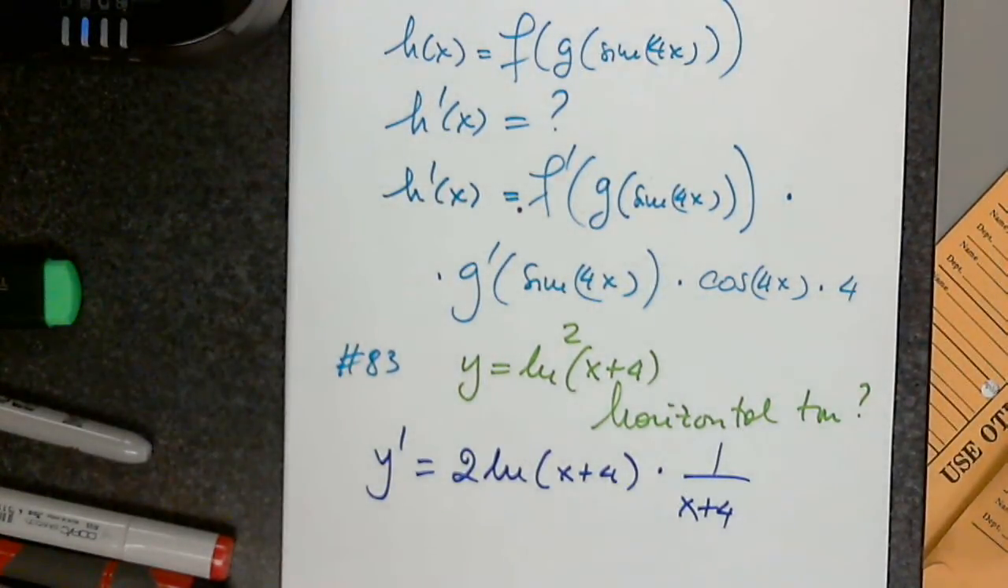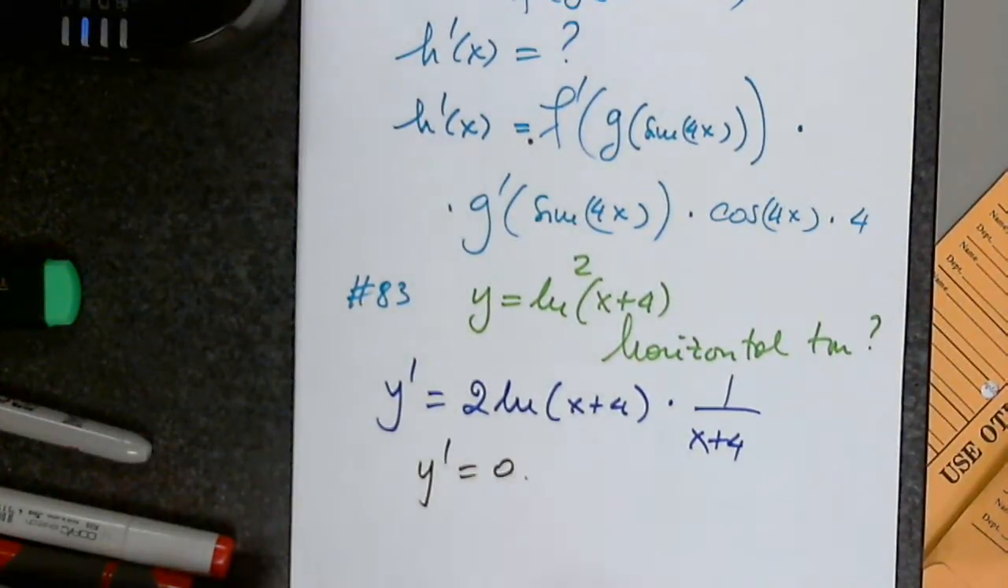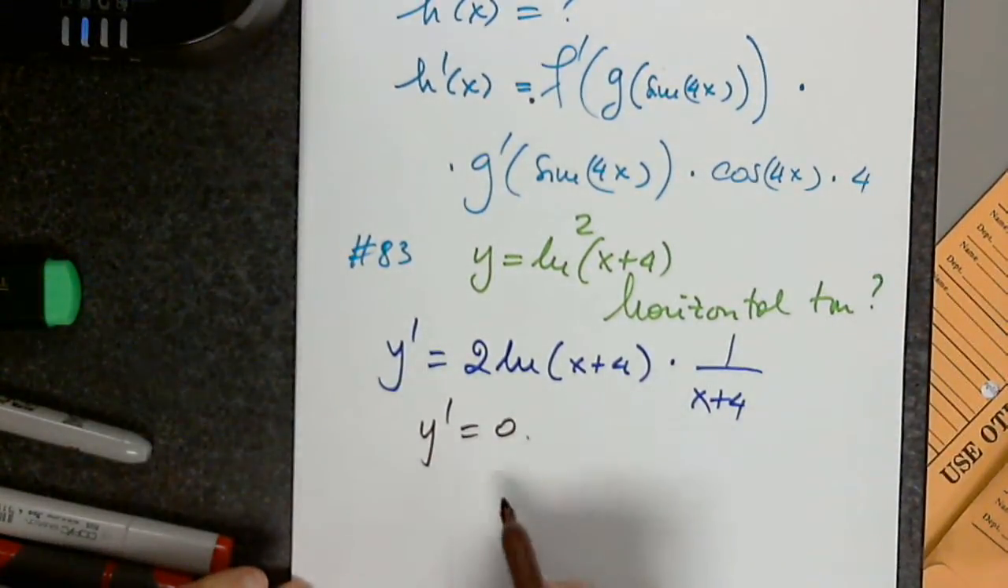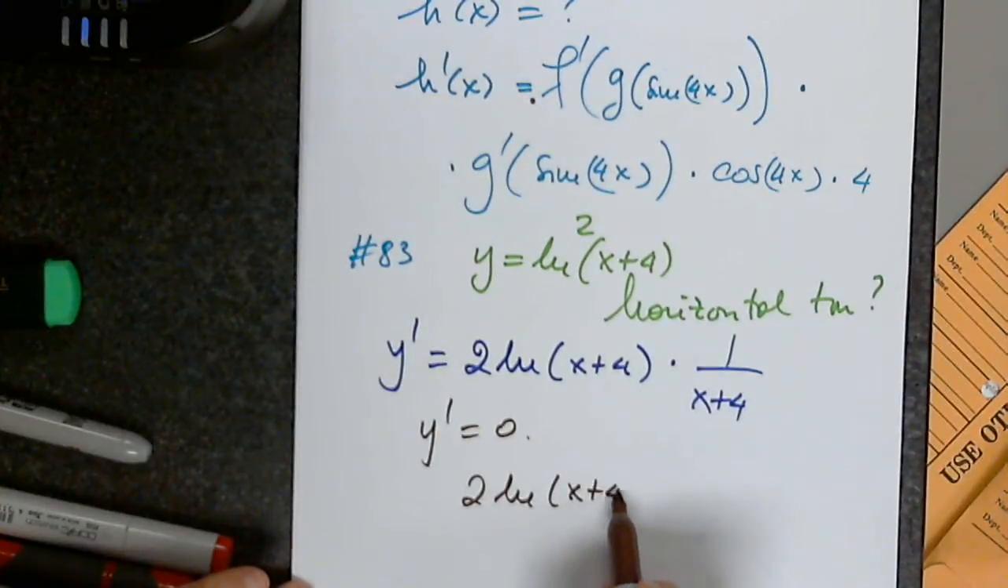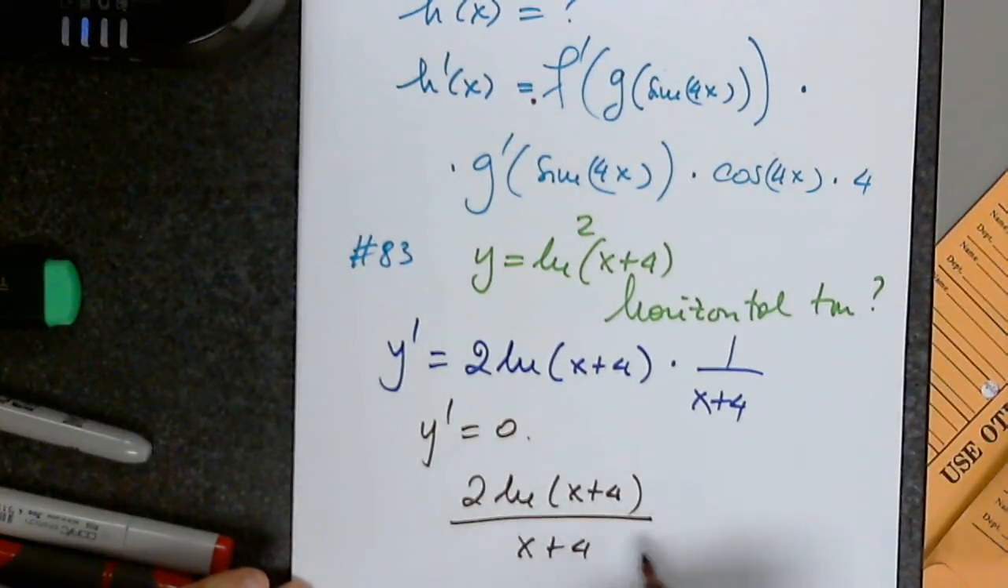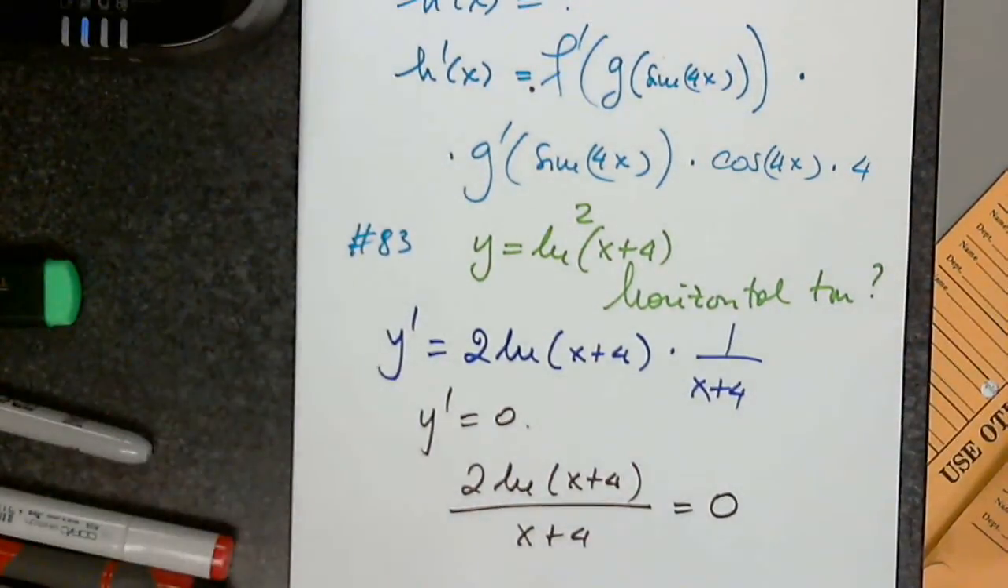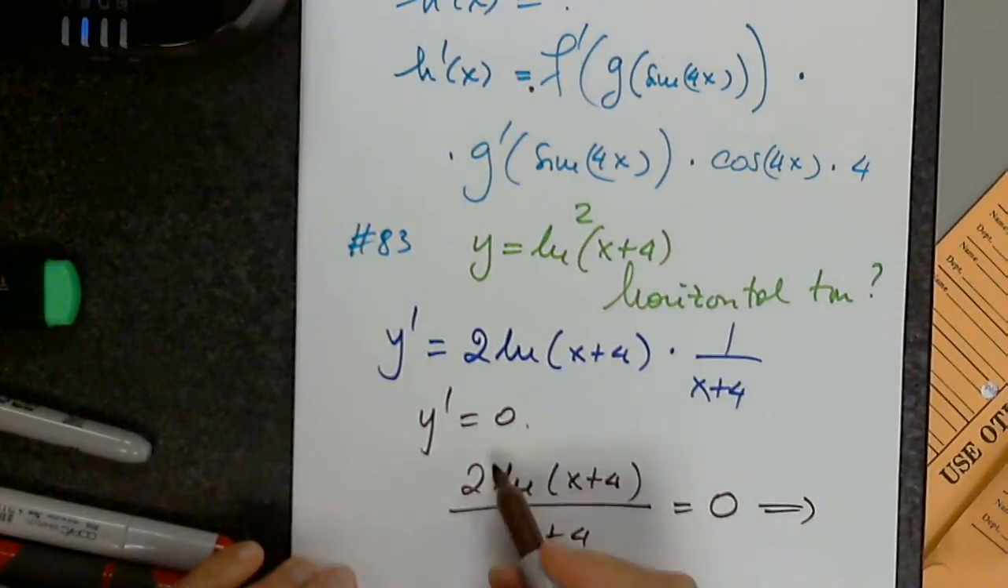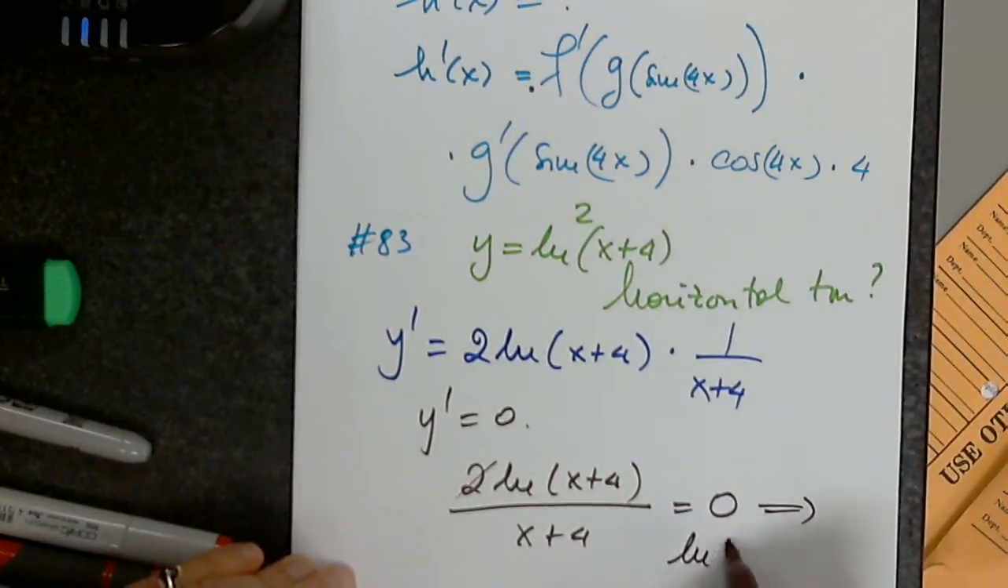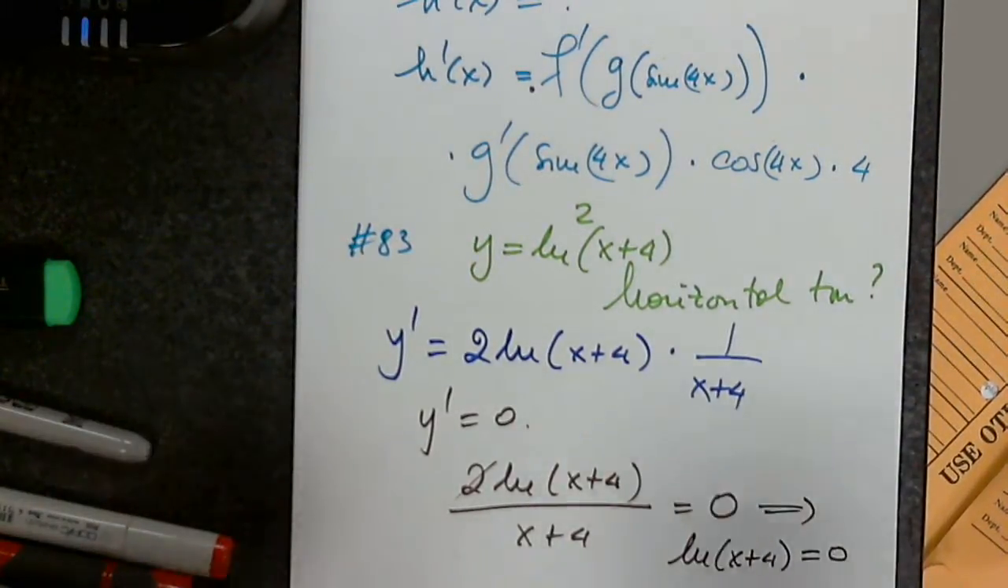So when the tangent is horizontal, what is the slope of a horizontal line? 0. So I have to set y prime equal to 0. So then I have 2 natural log of x plus 4, everything divided by x plus 4 equals 0. Now I have to look at this and say, when is a fraction 0? Only when the top is 0. Excellent. So now I will divide both sides by 2. So I know the natural log of x plus 4 has to be 0.